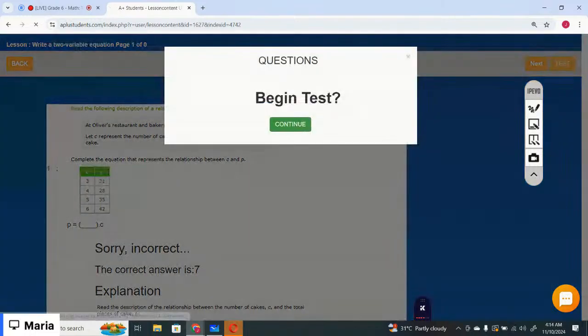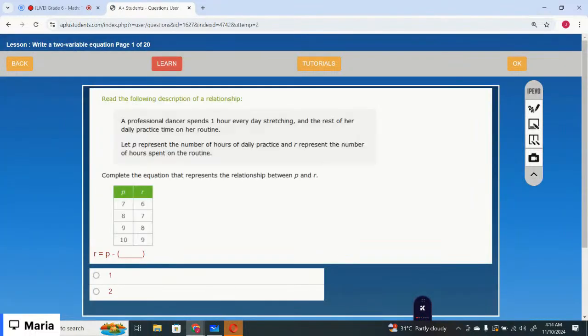Let me just start with the test questions. Complete the equation that represents the relationship between P and R. R equals P minus the missing number, right?